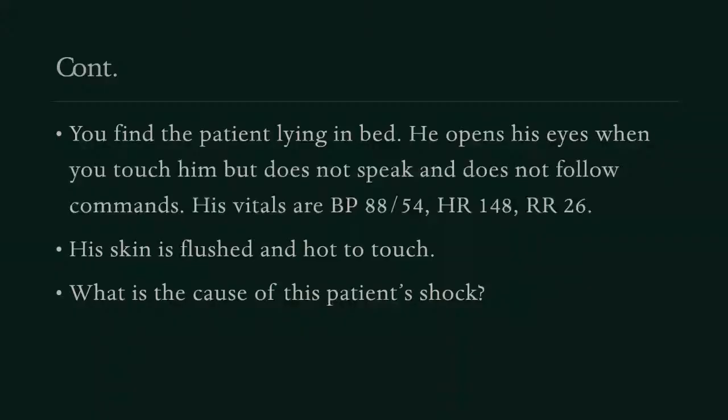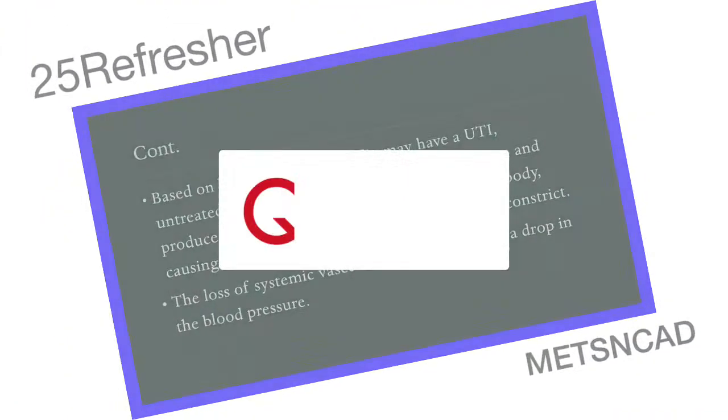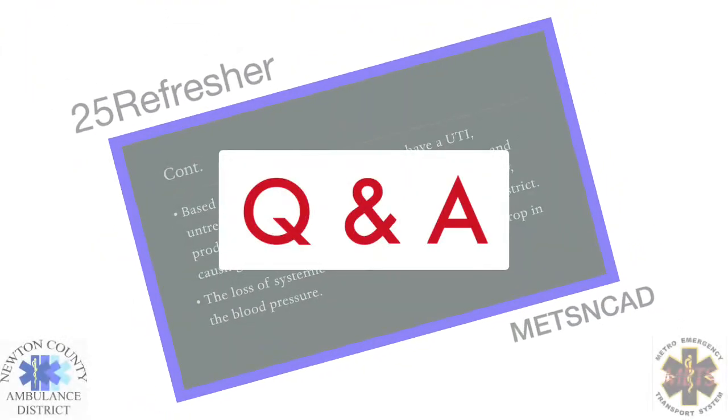His skin is flushed and hot to touch. What is the cause of the patient's shock? If you want to throw it out there, what would you say? Septic, I like it. Based on the previous history, he may have a UTI. Untreated UTI bacteria can invade into the bloodstream, produce toxins, and damage cells throughout the body, causing leaky vessels, all the things that we talked about. And then boom, loss of the ability to constrict. As a result, they would have the loss of vascular resistance that leads to the drop in blood pressure. So now you see the numbers, you'll be like, yeah, I know what that is.